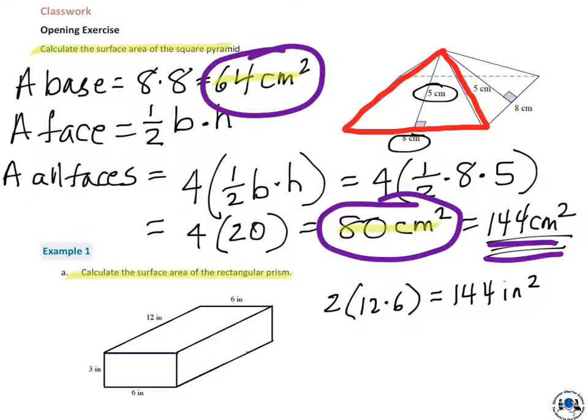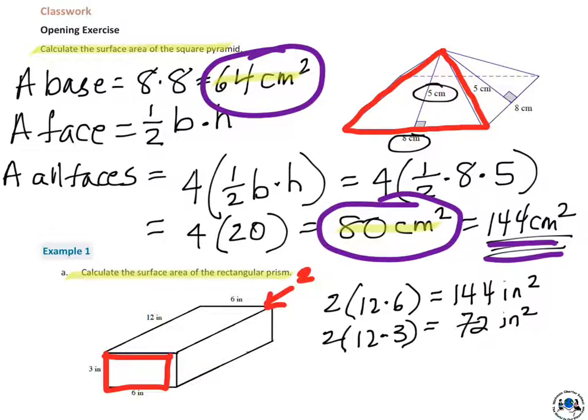Next, I have the two sides, these two lateral sides. We'll call them the sides. So these lateral sides, there are two of those. Therefore, I can write that down as 2 times 12 times 3, which is 12 by 3. Those are the dimensions of those two sides, and that gives me 72 square inches for those. And then finally, I have those two faces. I guess I'll call them a front and a back.